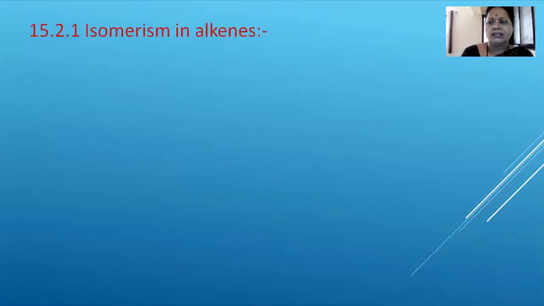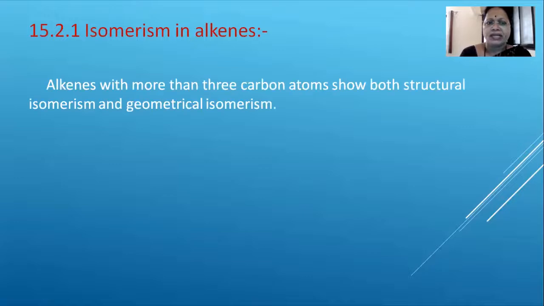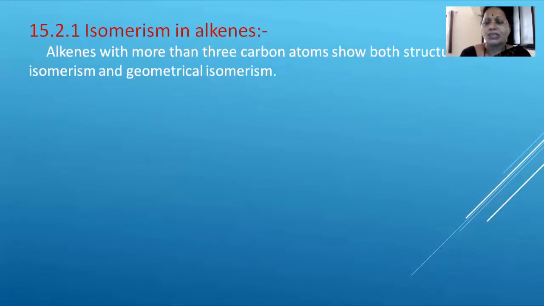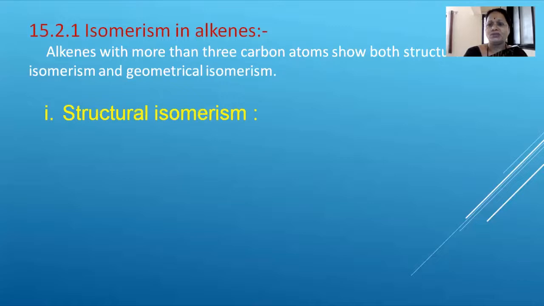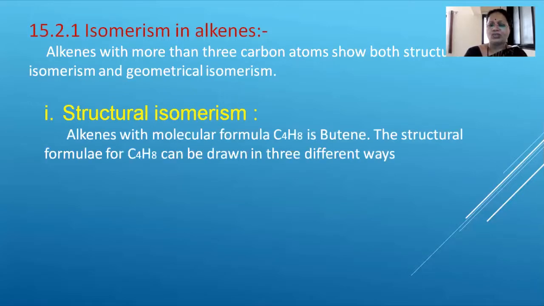then we are going to study about isomerism in alkenes. Okay, we had studied isomerism in alkanes, and in case of alkenes, more than 3 carbon atoms show structural isomerism and geometrical isomerism. Now, what is the meaning of structural isomerism? It is related with structure. So alkenes with molecular formula C4H8 is called butene. So the structural formula for butene can be drawn in 3 different ways, like this.